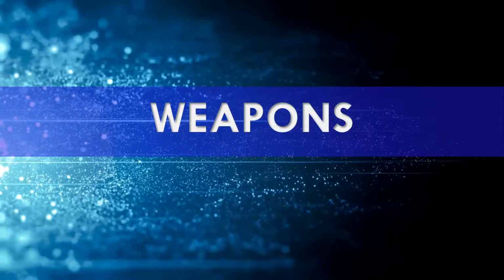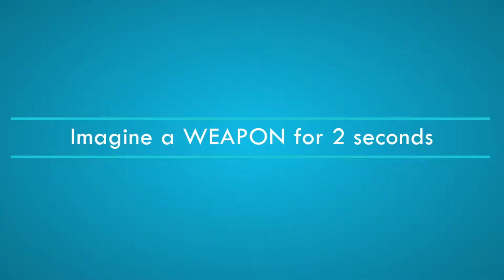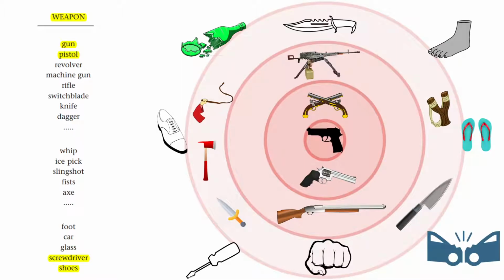Weapons. Let's talk about weapons now. Imagine a weapon for 2 seconds. 1, 2. So, in this case, we would be prone to believe that chances are that you were thinking about something like what I'm showing you in the middle, and that as you get away from the middle, as you progress into the outer spaces of these concentric circles, you start finding things of the world that you might call weapons, that at some point you might say are weapons, but the likelihood of this happening decreases dramatically.